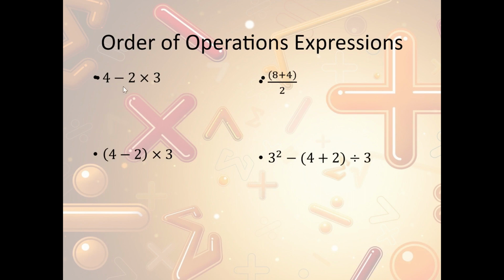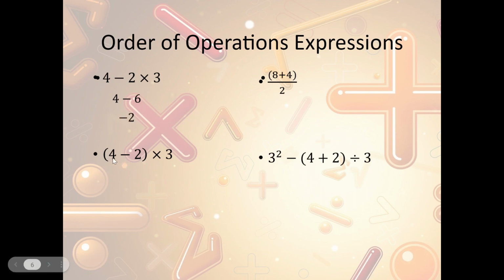So we have 4 minus 2 times 3. Well, we have no parentheses, we have no exponents, so we're going to begin with multiplication, which is 2 times 3. So 2 times 3 is 6. So we have 4 minus 6. Now we can just go ahead and add or subtract. So we have 4 minus 6, which is negative 2.